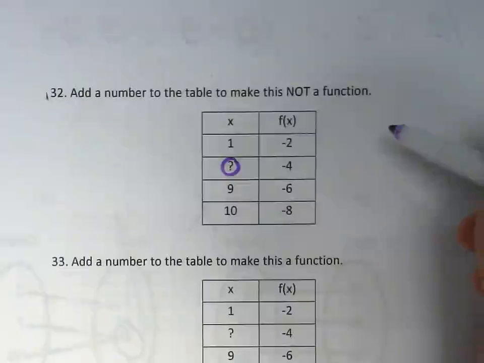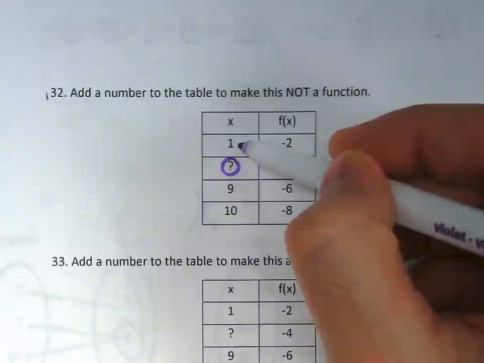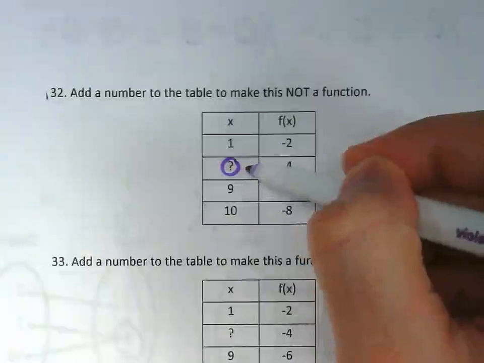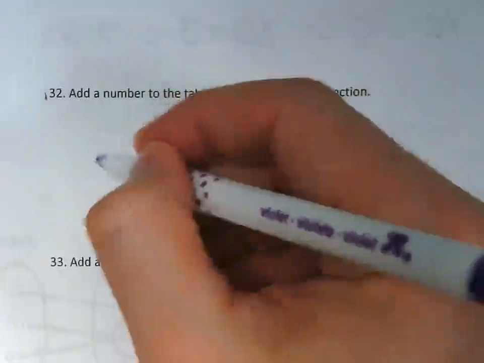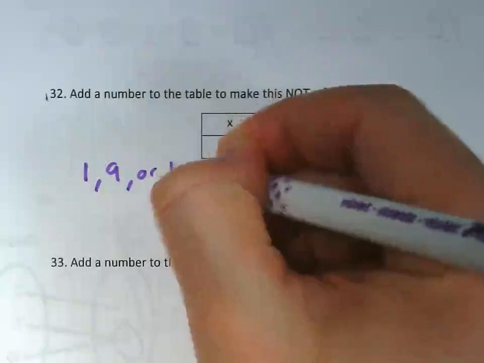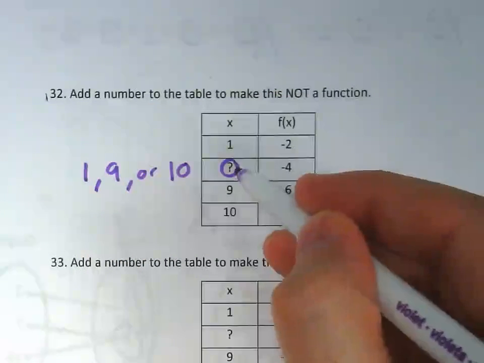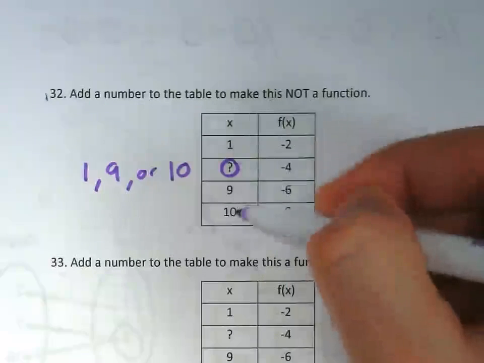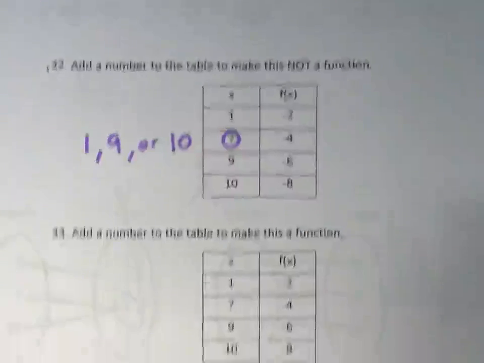Well, remember, we can't have x's repeat. So if we were to put a 1, a 9, or a 10 there, then it would not be a function. So the answer here would be either 1, 9, or 10. If you put one of those numbers right there, it would not be a function because then your x's would repeat, and that would make it not a function.